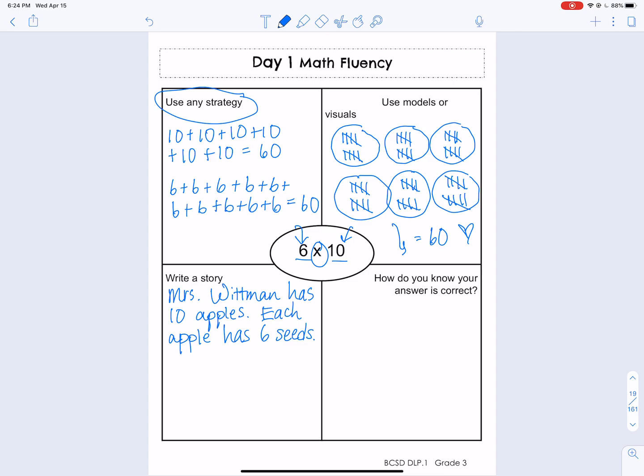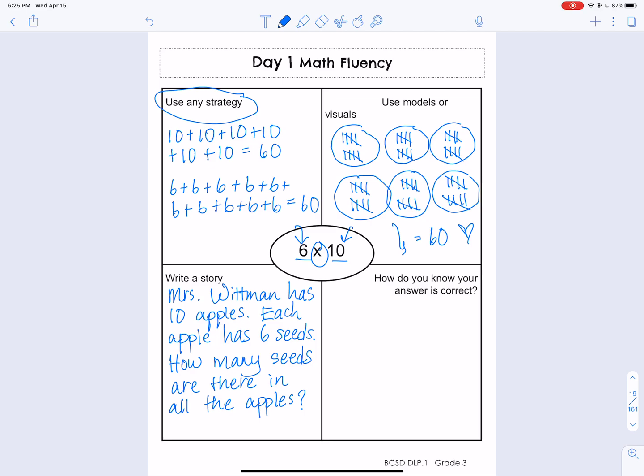Now, if I'm really trying to write about this like it's a math problem, then the logical question to ask would be, how many seeds are there in all? Or how many seeds are there total in all of the apples? So, how many seeds are there in the apples? And there we go. There's my little math story.